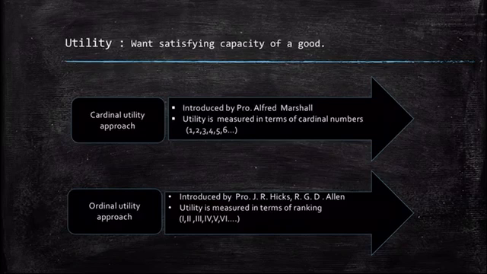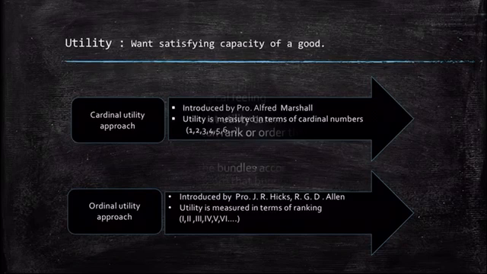Economists like J.R. Hicks and R.G.D. Allen came with another approach called the ordinal utility approach. It looks like a more realistic approach because, according to them, utility cannot be calculated, but it can only be compared. I repeat, utility cannot be calculated, it can only be compared.